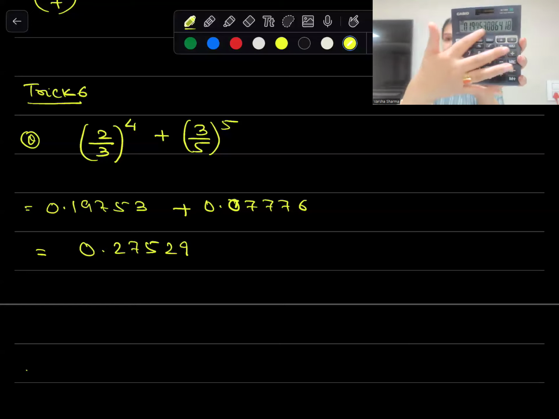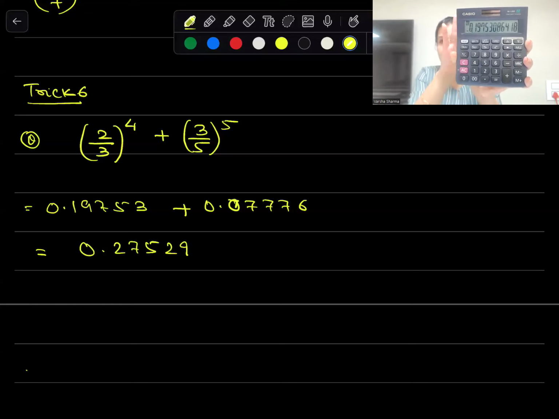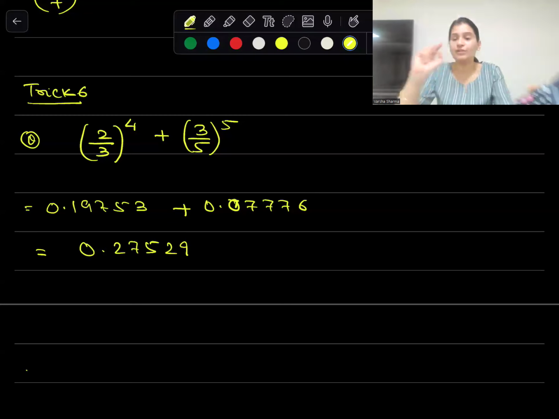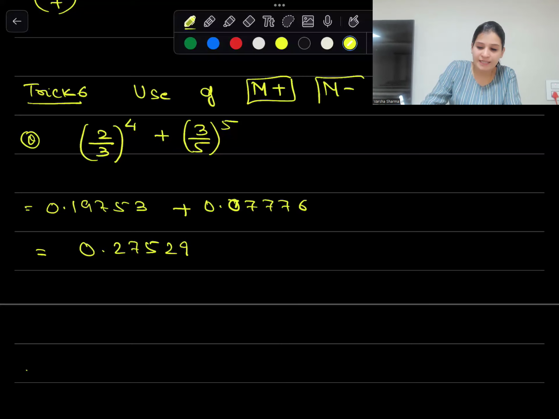I'm going to save this entire answer in the memory of this calculator. Now, your calculator should have 2 tabs. One is M plus and the other is M minus. Can you all see that in your calculator?